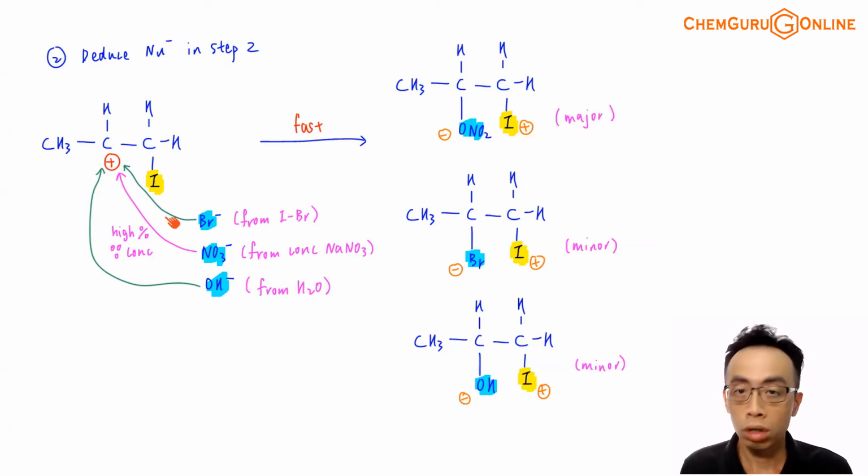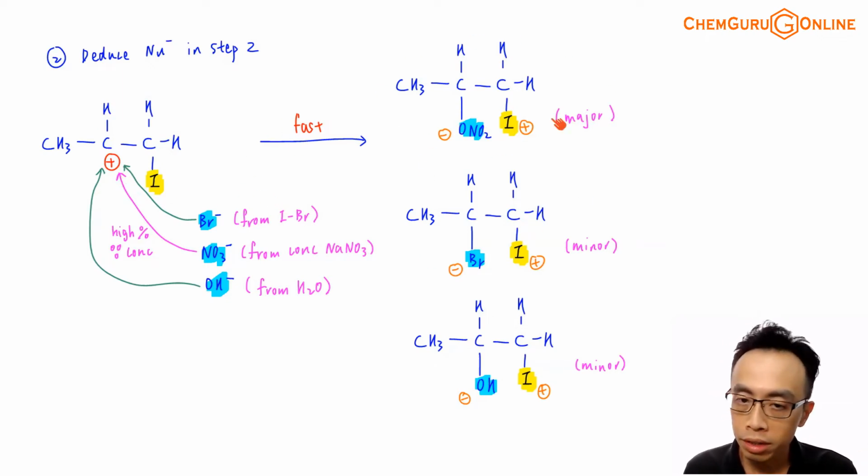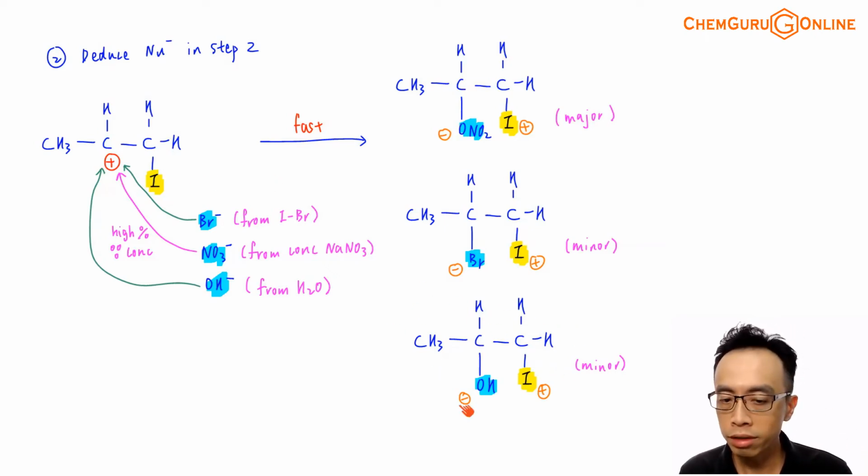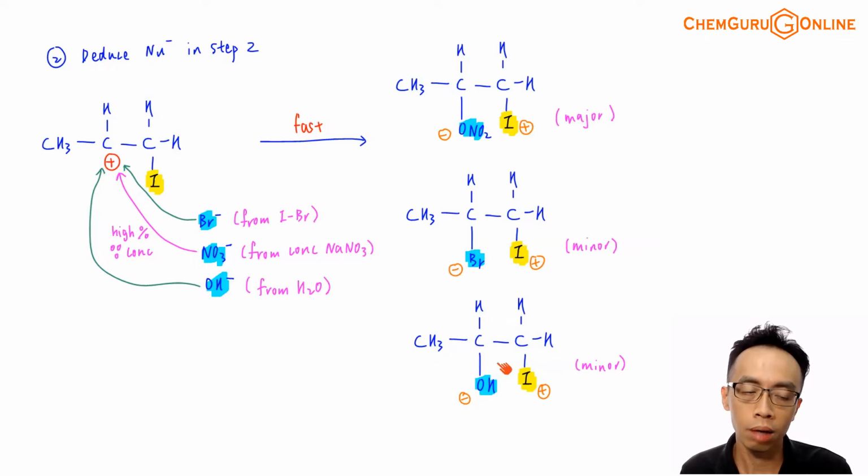from water. So therefore, it is possible for me to add iodine and bromine to my alkene, which is this guy here. Possible for me to add iodine nitrate, which is this species here. Possible for me to add iodine and OH, which is this species here. So all these products are possible if this is my carbocation.